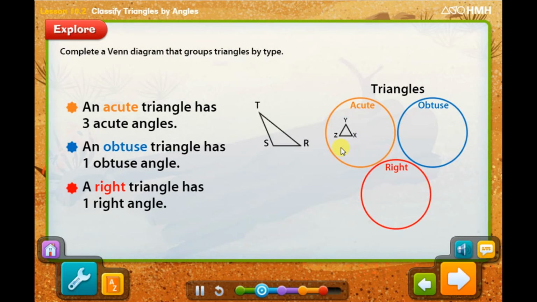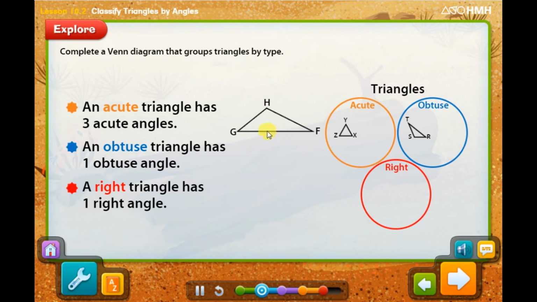Now we'll see about the angles in triangle TSR. Okay, we have here an obtuse, wide open angle. So in this case we have an obtuse triangle. There is 1 obtuse angle in triangle TSR. What kind of triangle is it? Obtuse, of course. So triangle TSR is an obtuse triangle. It belongs in the blue circle in the Venn diagram.